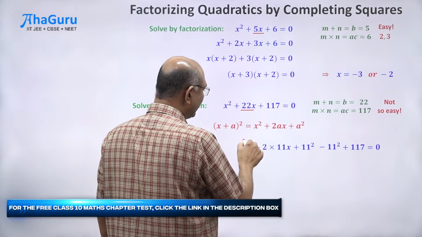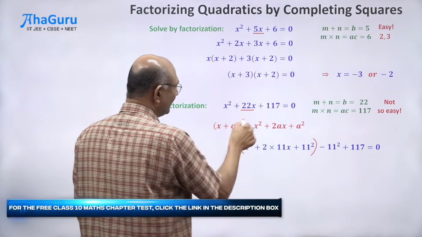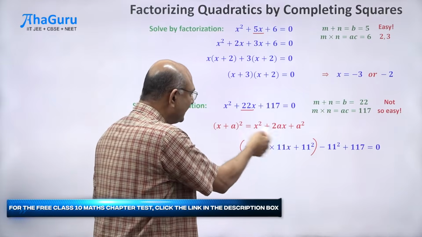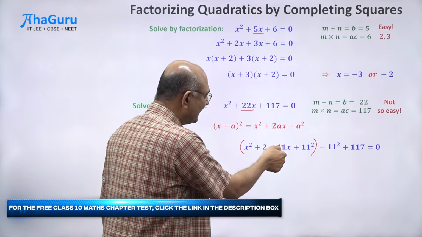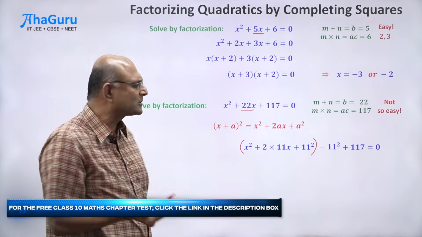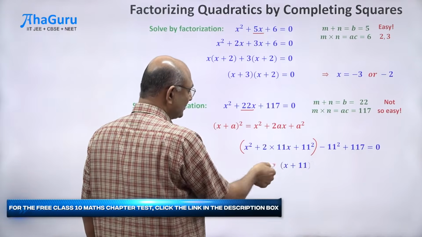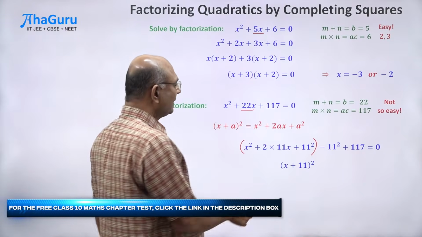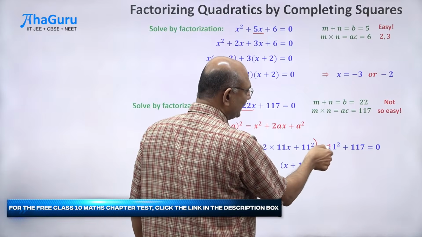The reason I did that is because this part, using this relationship, right? You know this identity. So it is x square plus 2 times 11x plus 11 square. This is x plus 11 whole square. So let me write x plus 11 whole square. What is 11 square? 121.